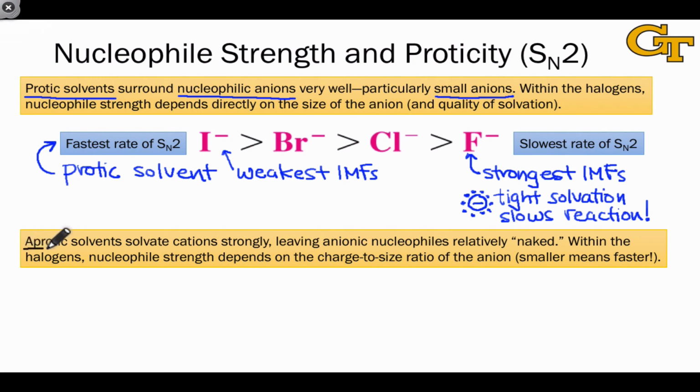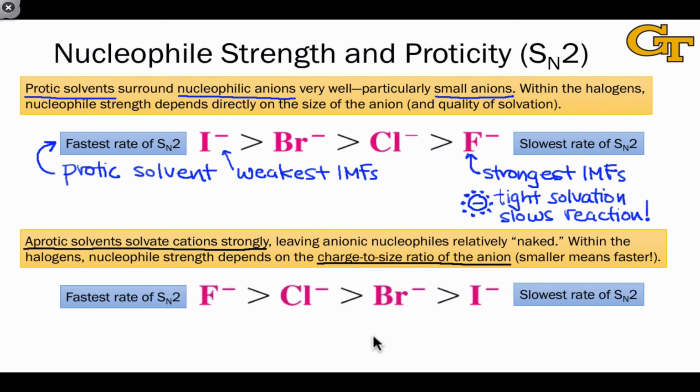On the other hand, aprotic solvents solvate cations strongly, and this leaves the anionic nucleophiles that these cations come along with relatively naked. The key variable when it comes to nucleophilicity in this case is now the charge to size ratio of the anion, where smaller, a higher charge to size ratio, means a faster rate of reaction.